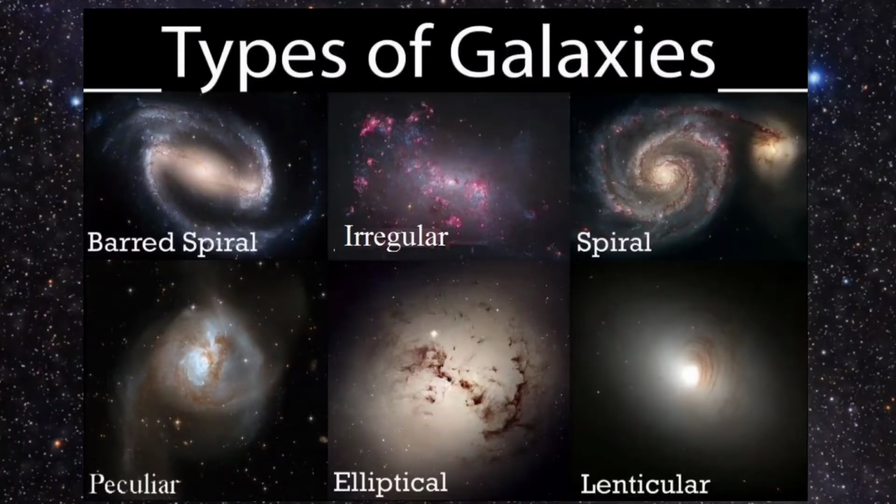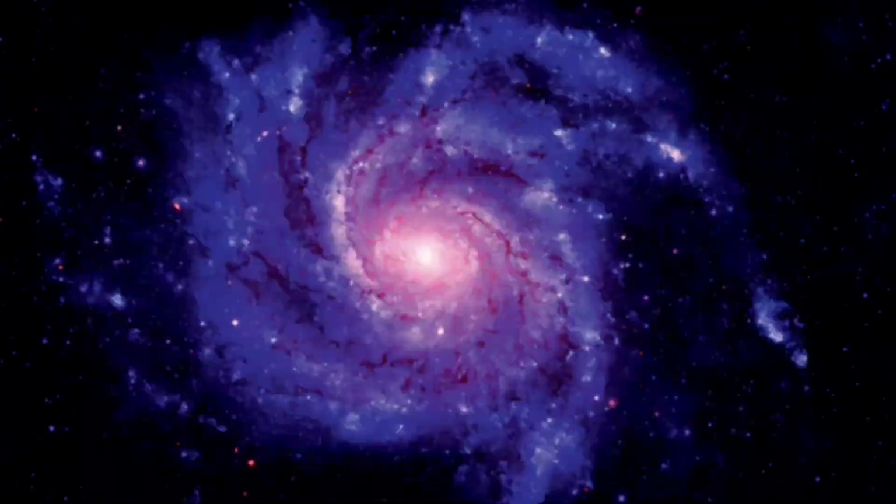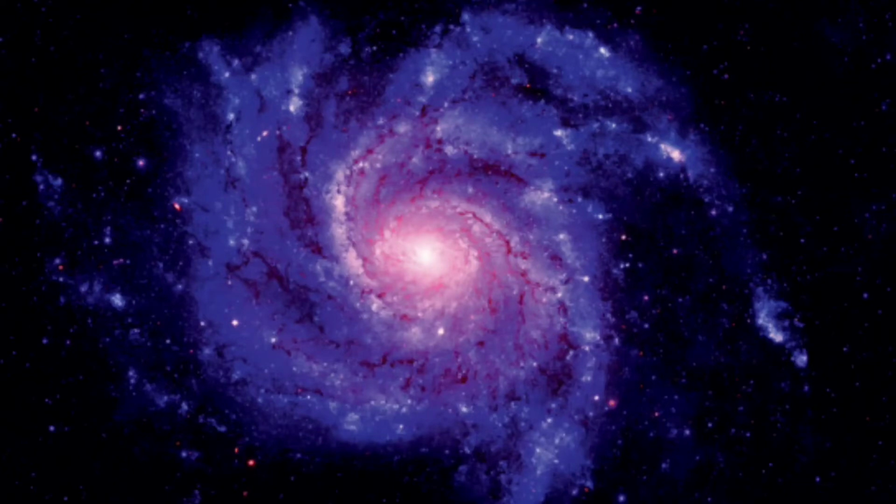So we are going to discuss the first case, spiral galaxies. Spiral galaxies consist of a flat rotating disk containing stars, gas, and dust, and a central concentration of stars known as the bulge. These are often surrounded by a much fainter halo of stars.